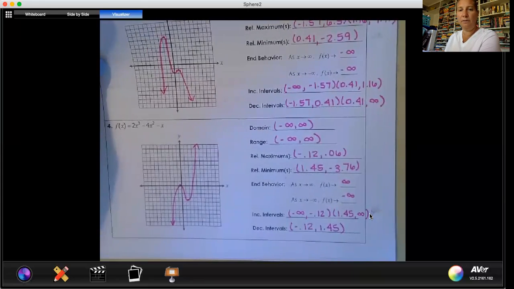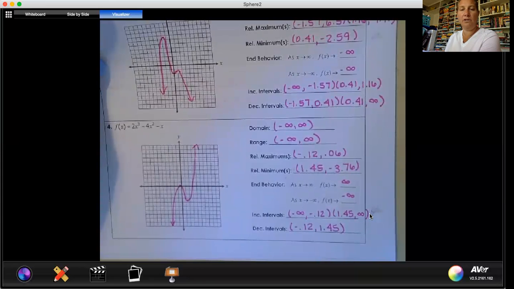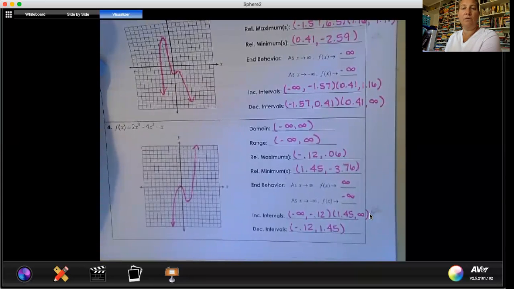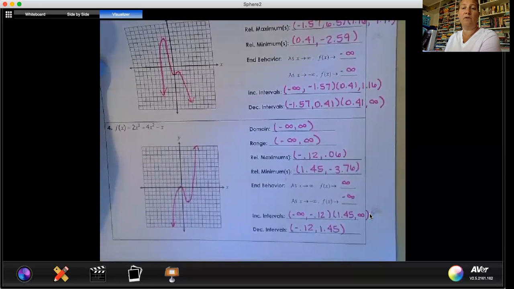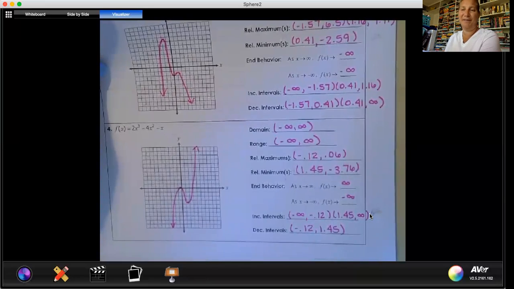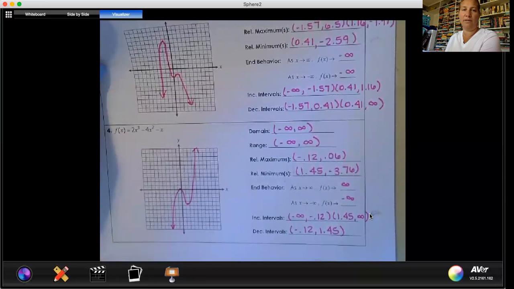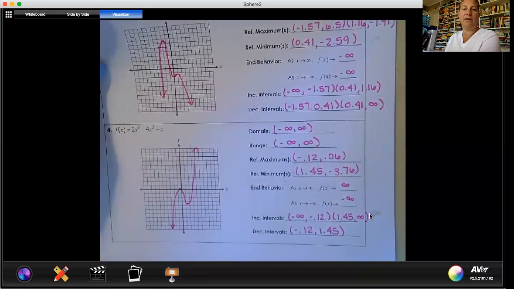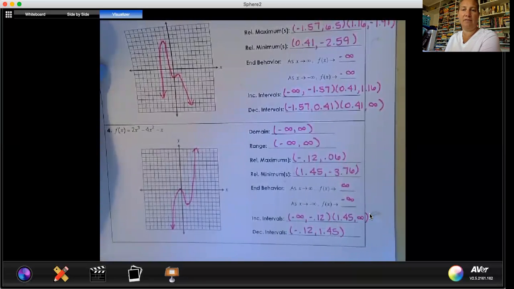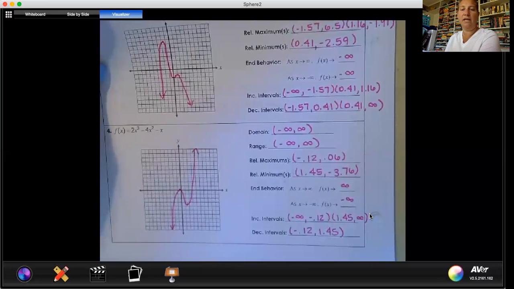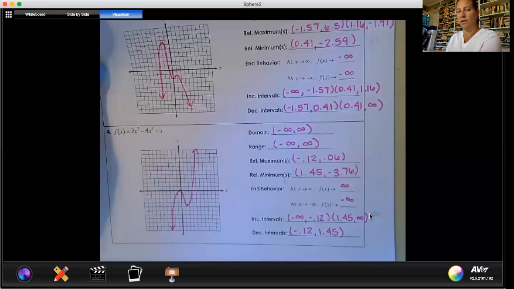Number 4, your domain is negative infinity to infinity, range negative infinity to infinity. Relative max, negative 0.12, 0.06. Relative min, 1.45, negative 3.76. In end behavior, as x approaches infinity, f of x approaches infinity, as x approaches negative infinity, f of x approaches negative infinity, and increasing from negative infinity to negative 0.12 and from 1.45 to infinity, decreasing from negative 0.12 to 1.45.